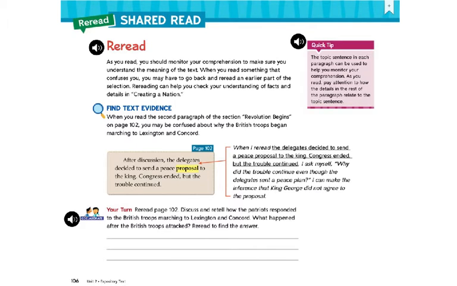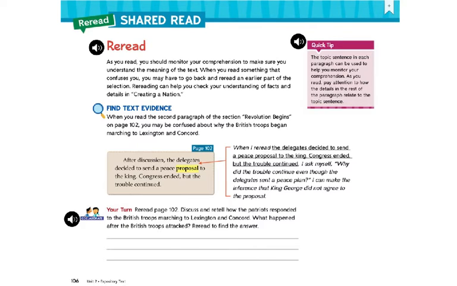So, we are going to look at a section from the shared read. One thing I want you guys to do today is to reread the shared read, which will be uploaded. When we read the second paragraph of The Revolution Begins on page 102, we might be confused about why the British troops began marching to Lexington and Concord. If we remember, they did draft something to send to King George III.